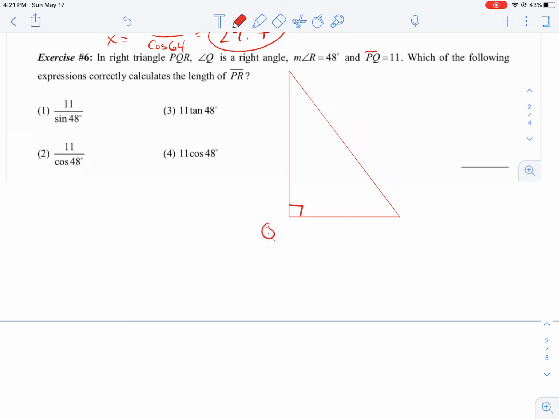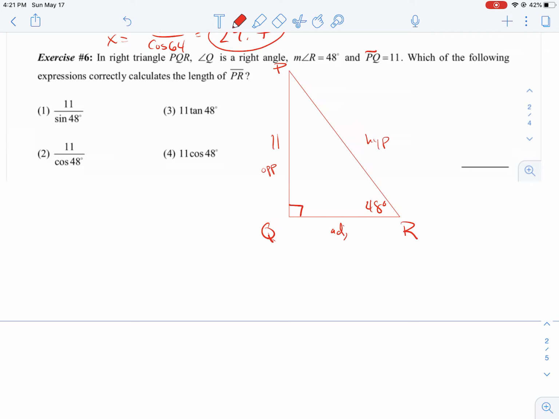This one's Q. So we're just going to start up here. PQR. Okay, R is 48 degrees. PQ is 11. So it wants to know which of the following expressions correctly calculates the length of PR. Okay, so this is our opposite side. This is our hypotenuse. And this is our adjacent. So it wants us to find our hypotenuse.